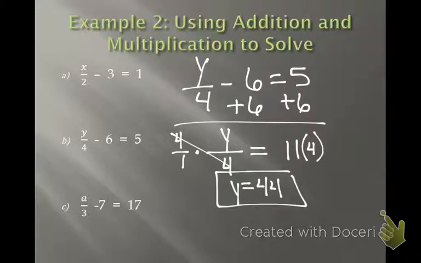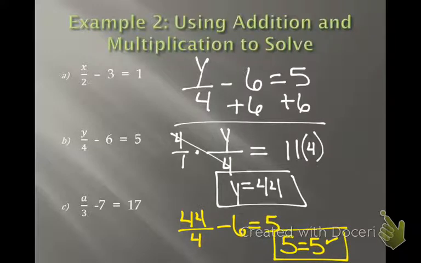All right, we're not done. We have to go back and check. Again, we could do this in our head. 44 divided by 4 is what? 11 minus 6 is 5, and it checks out. All right, so that's it for example 2.